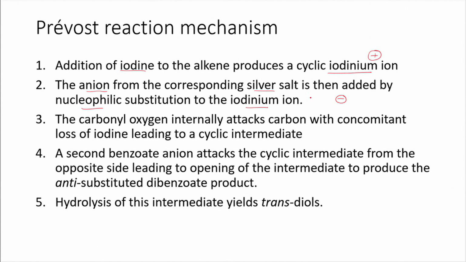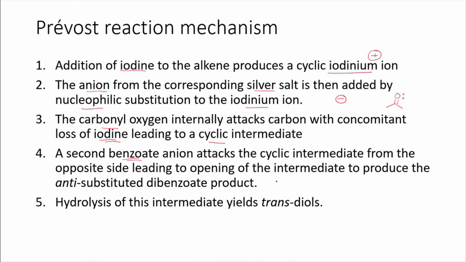A carboxylate anion was added. So, the carboxylate anion has a carbonyl unit. So, this has a carbonyl oxygen present. So, this carbonyl oxygen internally attacks the carbon with the concomitant loss of the iodine atom, which gives a cyclic intermediate, and there is a second anion, that is the benzoate anion, which attacks the cyclic intermediate from the opposite side, leading to the opening of the intermediate to produce the anti-substituted dibenzoate product.